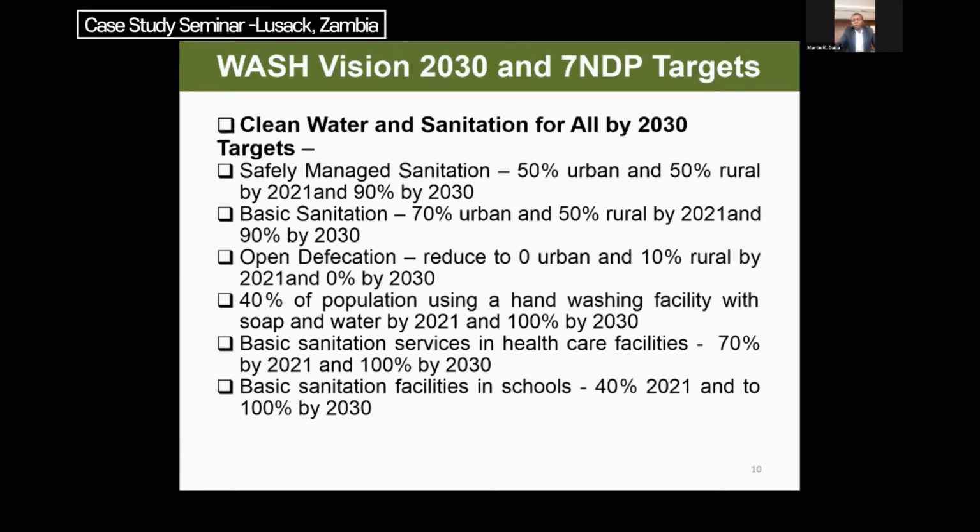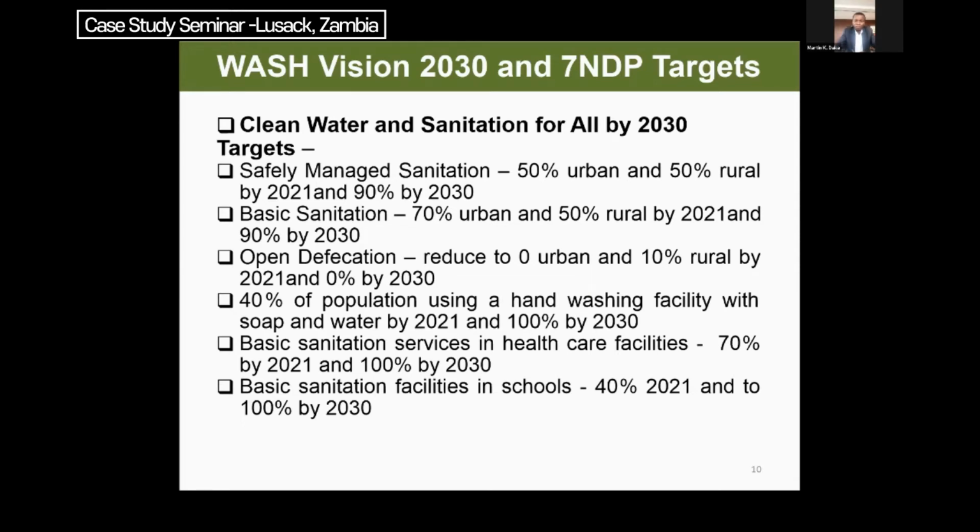So our WASH vision for 2030 and the 7th National Development Plan targets: we seek clean water and sanitation for all by 2030. The targets are like safely managed sanitation. Of course, we seek 50% in urban and 50% in rural areas by 2021 and 90% by 2030. So we seek to increase the threshold to about 50% by the year 2021, in rural and urban areas, and by 2030, to about 90%.